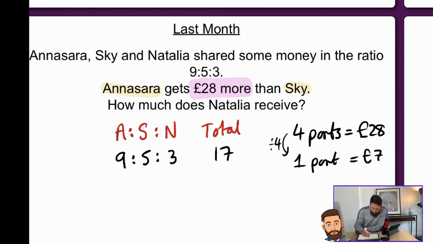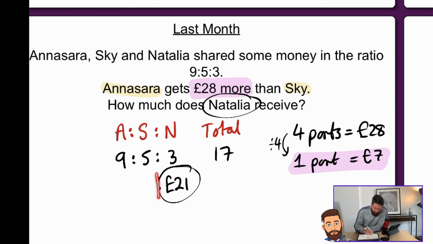This is now easy. Once you know the value of 1 part, we can find the value of any part. 9 parts would be 9 times 7. 5 parts would be 5 times 7, and 3 parts would be 3 times 7. They only care about Natalia. So Natalia is going to be 7 times 3, which is £21. So you don't really need to fill those in. You can if you want to, but we only care about Natalia in the question.